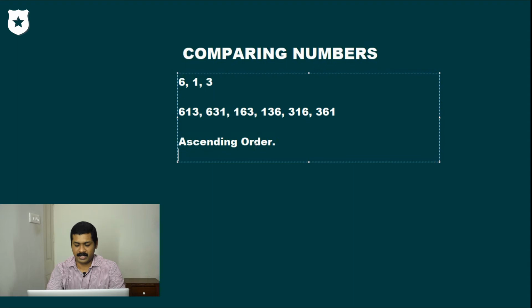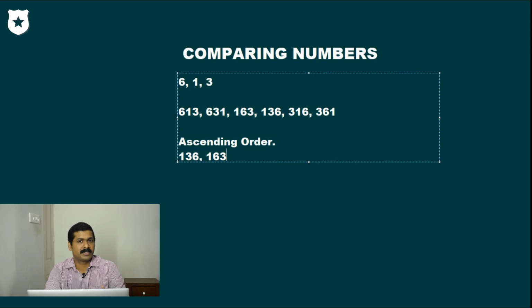Okay, 136 is the smallest number. Okay, so next smallest number is 163. So we are done with the numbers starting with 1, right? So which is the next smallest number? Next smallest number is 3. So they are 316 and 361.